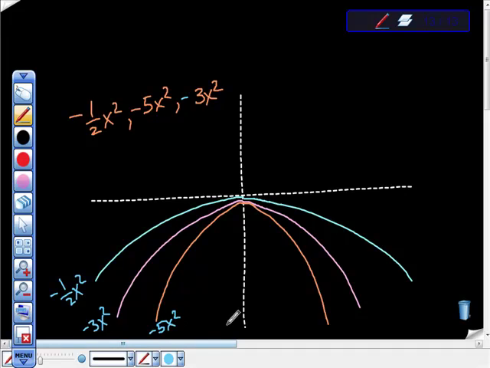So which of these three numbers is closer to 0? Can we agree that negative 1/2 is closer to 0 than negative 3? Can we agree that negative 1/2 is closer to 0 than negative 5?